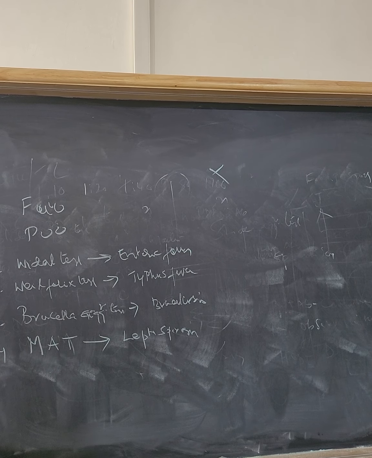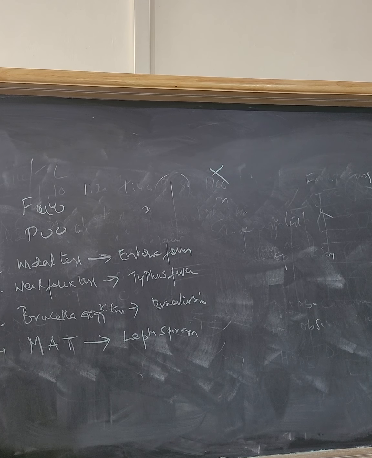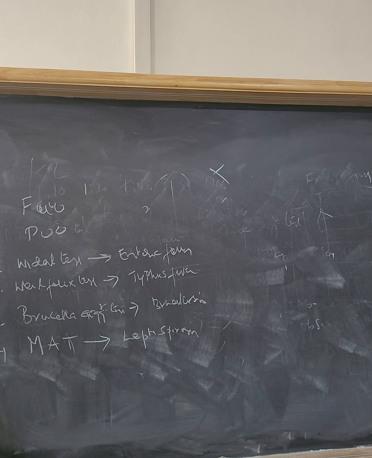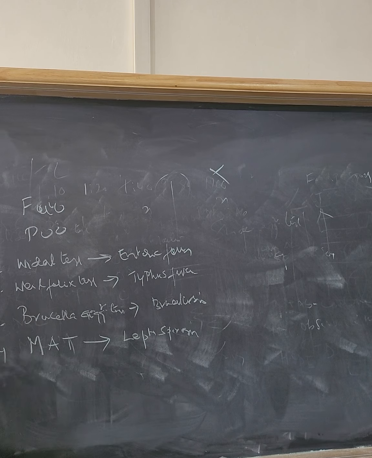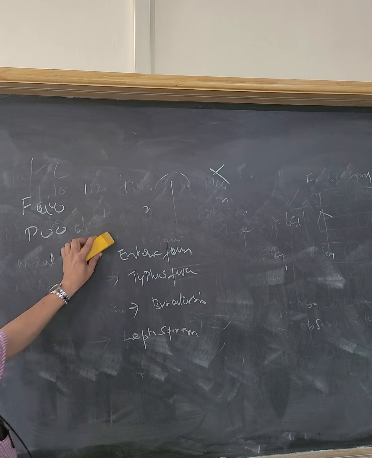Four tests. The Widal test for enteric fever. The Weil-Felix test for typhus fever, caused by the rickettsial group of organisms. The Brucella agglutination test for brucellosis, caused by Brucella, which gives rise to undulant fever. MAT, the microscopic agglutination test, is done for the diagnosis of leptospirosis.